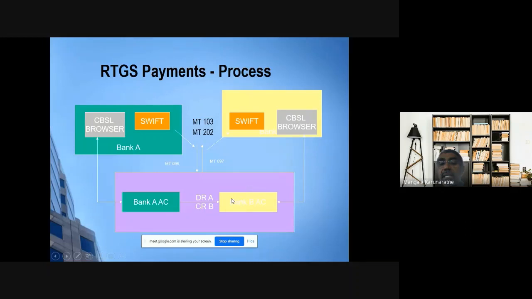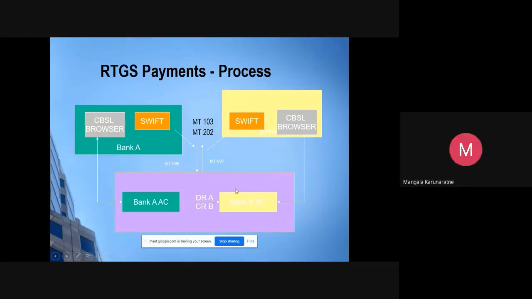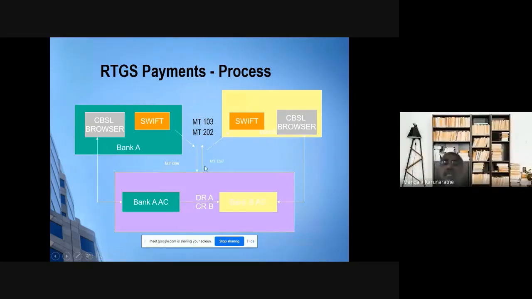Once this credit goes into bank B's account, this system will generate another message, and another 103 message will go to bank B. In between there will be two other messages, 96 and 97, that we don't see. So bank B will get the 103 message with the details, and at the same time bank A's account will get debited for that particular amount and bank B's account will be credited.